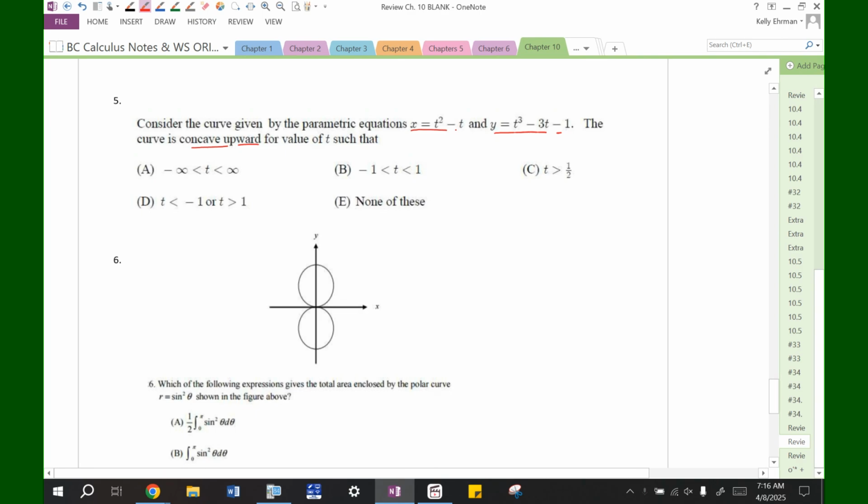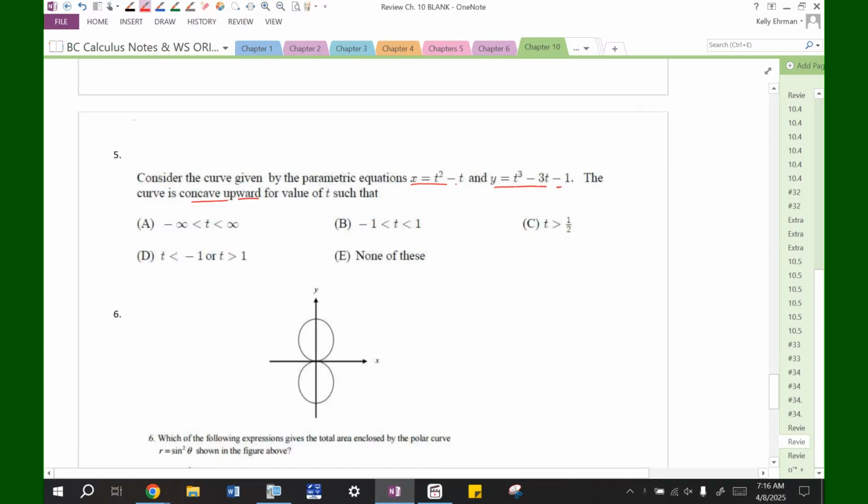So concave up, we need the second derivative. And this is that long second derivative formula. So remember, you can say dy/dx, that's just y prime over x prime. So that's 3t squared minus 3 over 2t minus 1. But then the second derivative is the derivative with respect to t of dy/dx.